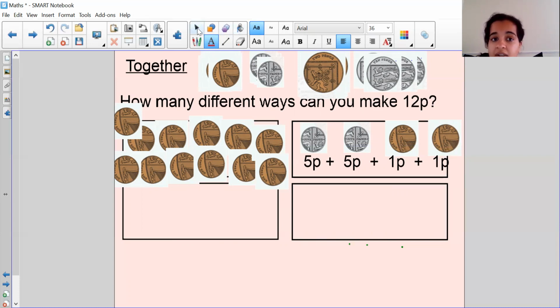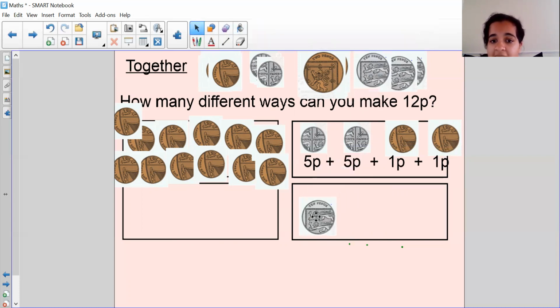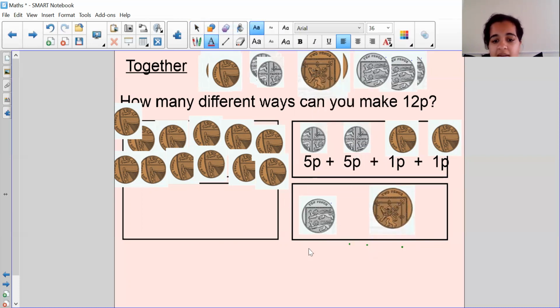Or maybe I could just use a 10p and a 2. Okay, because we know 10, and then if we have 2 more, that gives me 12p. So I've got 10 in my head, 2 more fingers, 10, 11, 12. Gives me 12p.